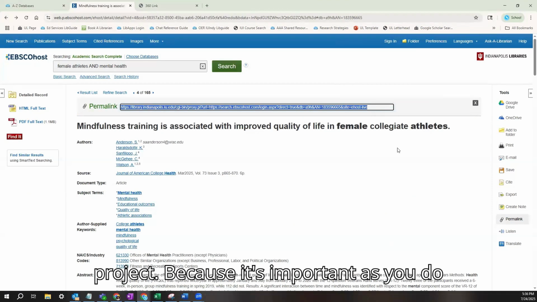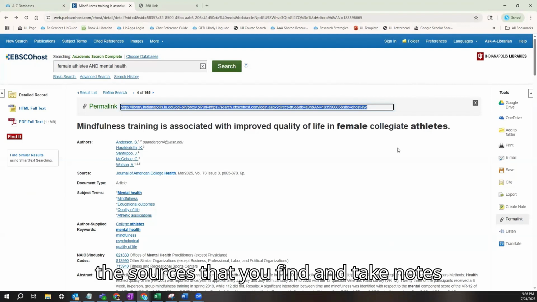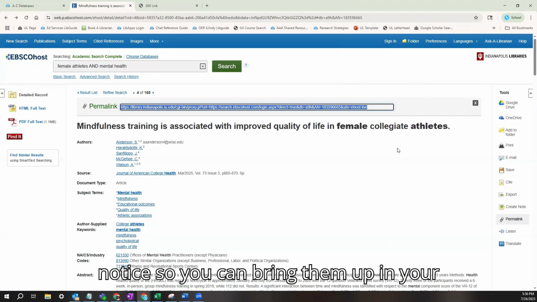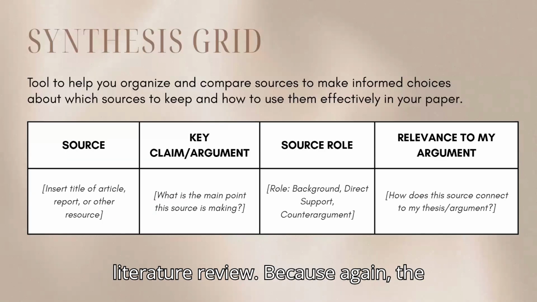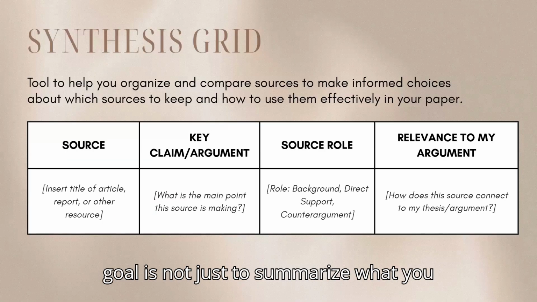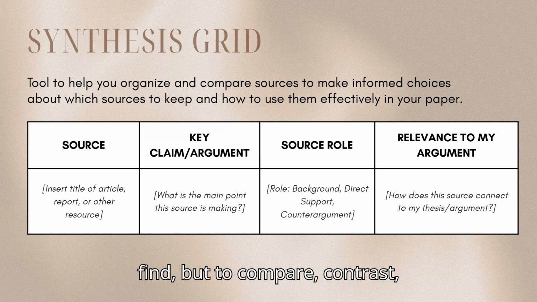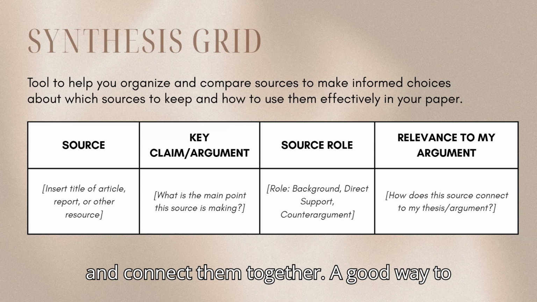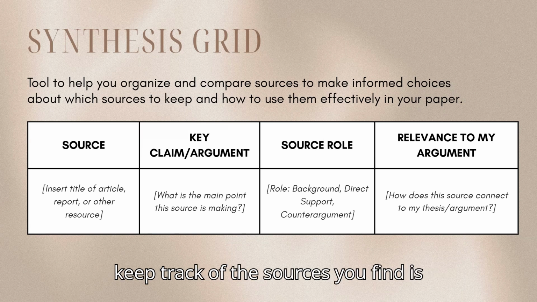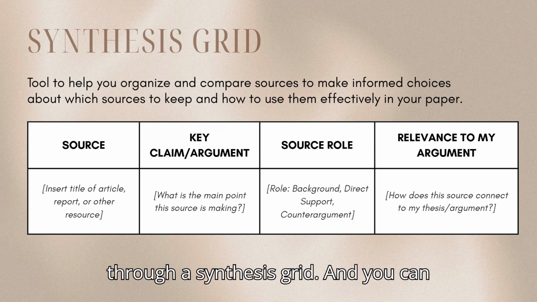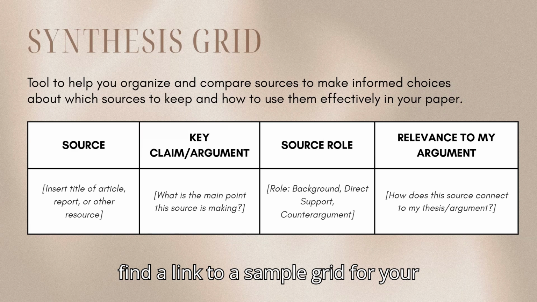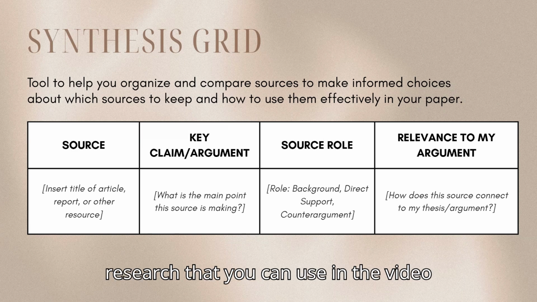Because it's important as you do your literature review to keep track of the sources that you find and take notes on the patterns or key findings that you notice so you can bring them up in your literature review. Because again, the goal is not just to summarize what you find, but to compare, contrast, and connect them together. A good way to keep track of the sources you find is through a synthesis grid. And you can find a link to a sample grid for your research that you can use in the video description.